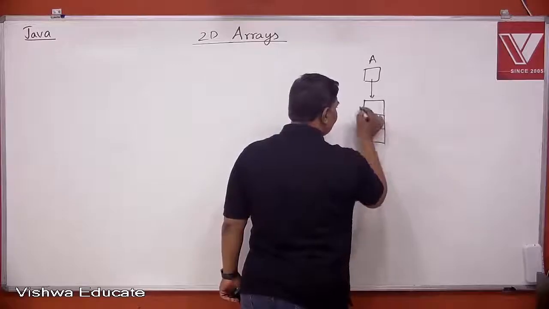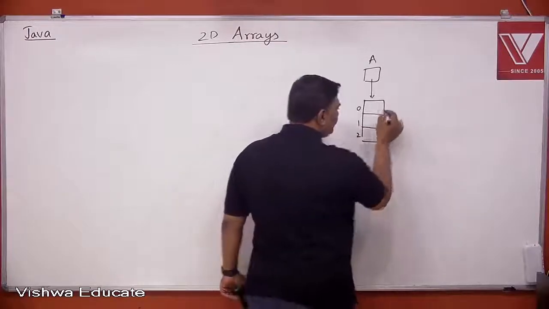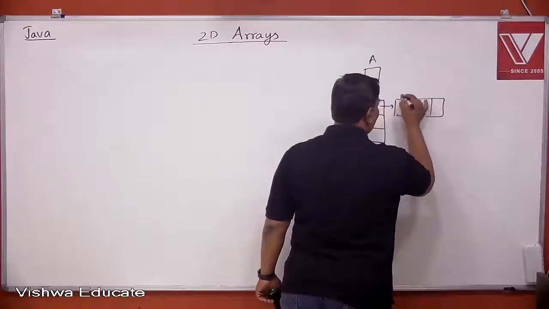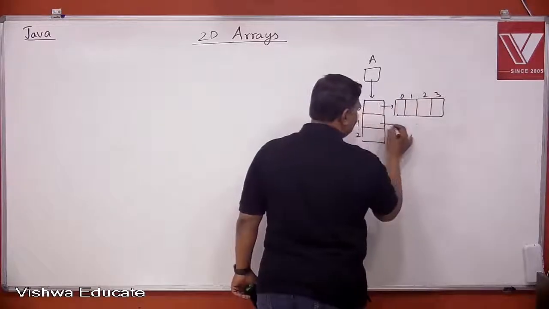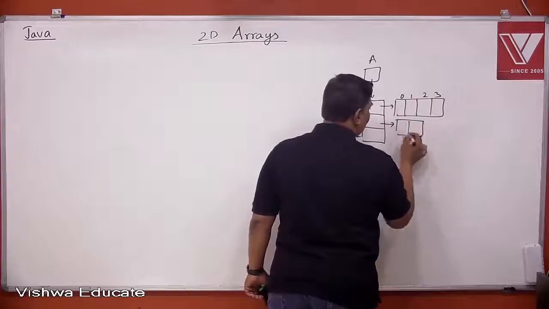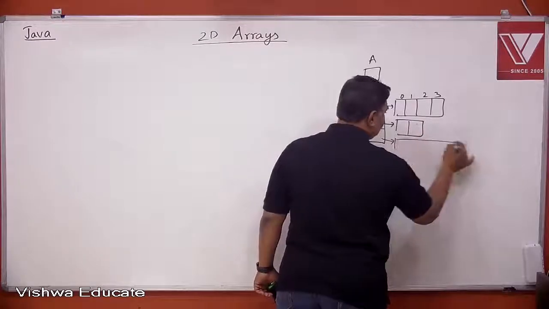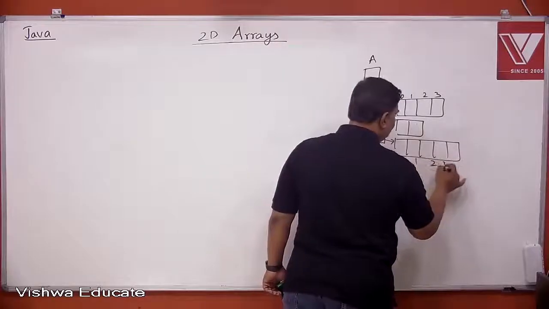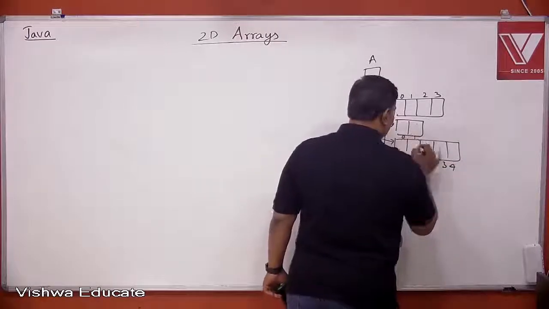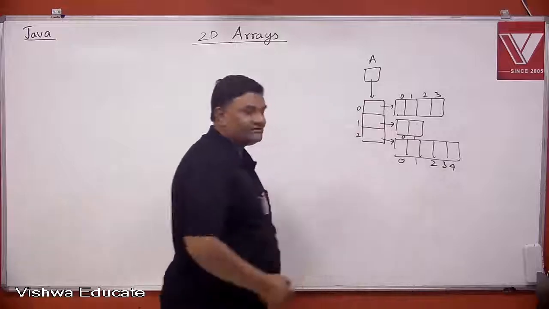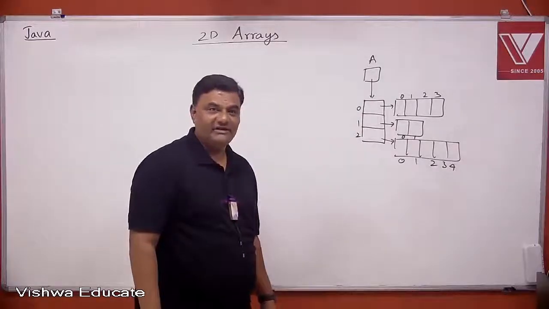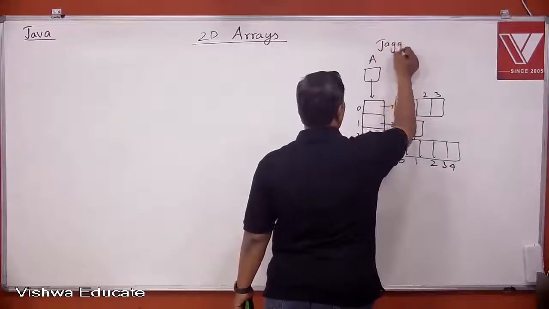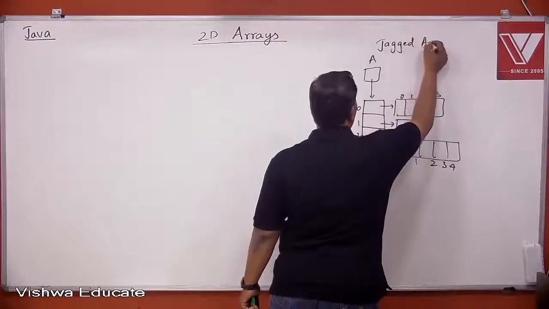Three rows, 0, 1, 2. 4 columns here, 2 columns here, 5 columns here. Different sizes? Yes, we can have. This array is called a jagged array.